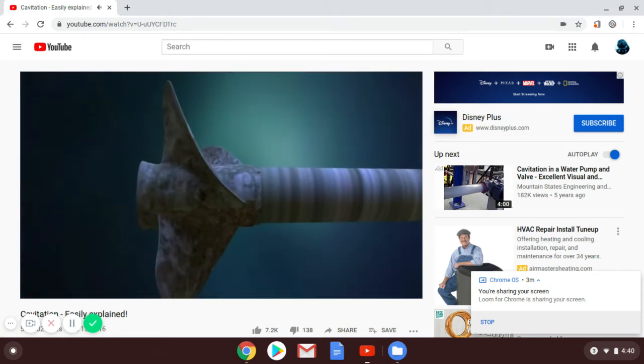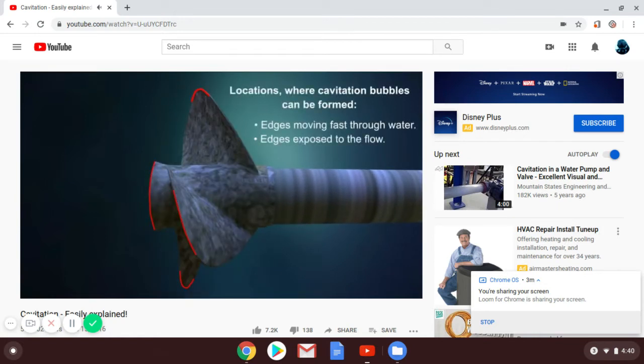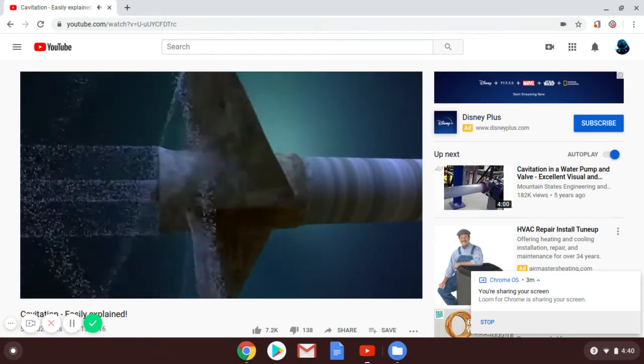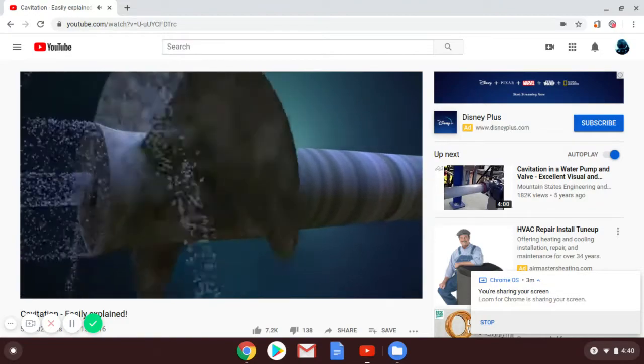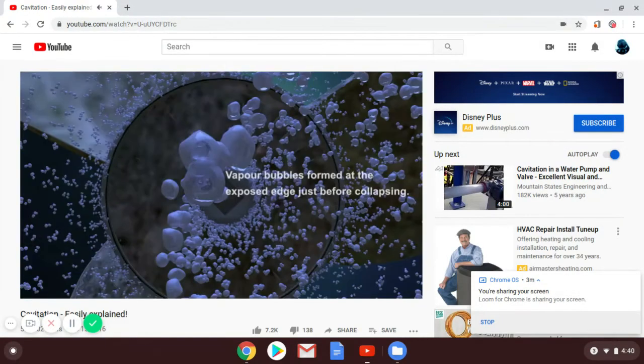If objects, such as blades of a ship propeller, are moved through water, there is a higher pressure on the side facing the flow and a lower pressure on the opposite side. On other edges exposed to the flow, low pressure can also lead to cavitation. The bubbles collapse as soon as they reach an environment with a pressure above the vapor pressure.